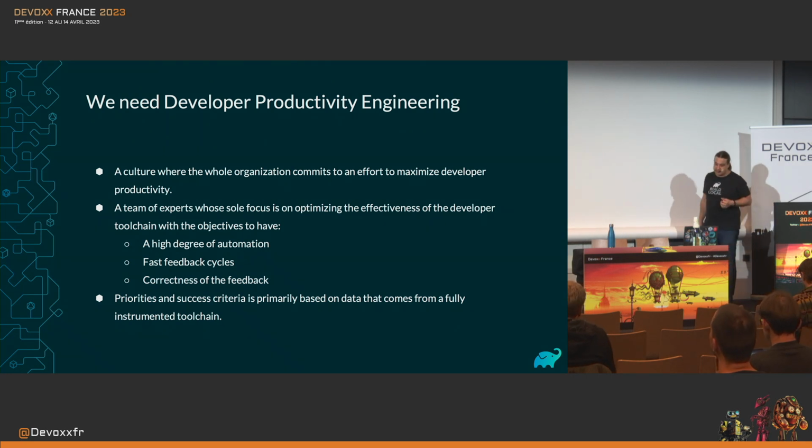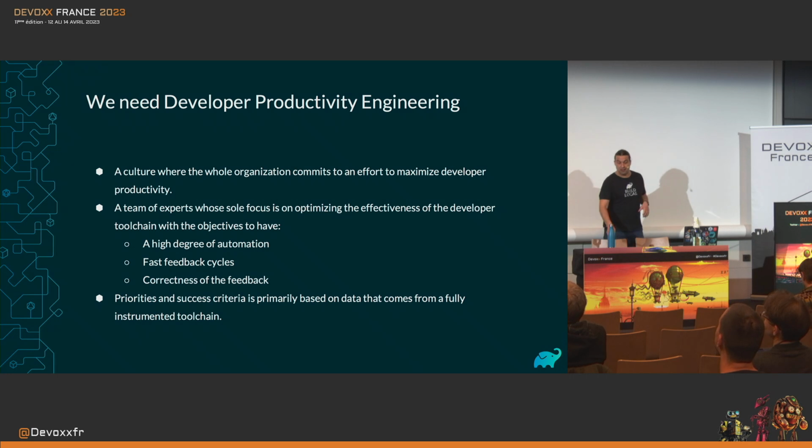Practice and our priorities and success criteria is primarily based on data that comes from a fully instrumented tool chain, right? We're not guessing, right? We can actually see, oh, we took the builds from 10 minutes down to 30 seconds, and that's consistent. Right now, most organizations have no idea what a local build looks like for a developer.